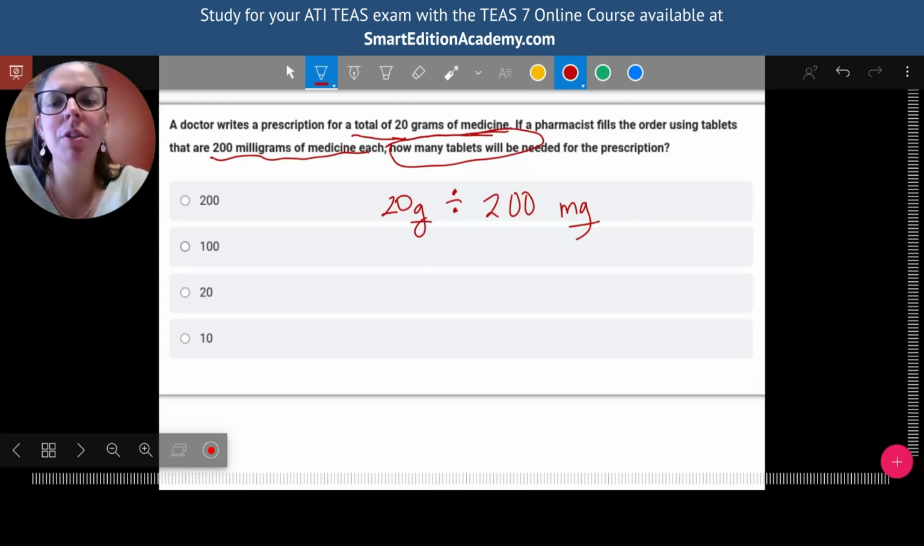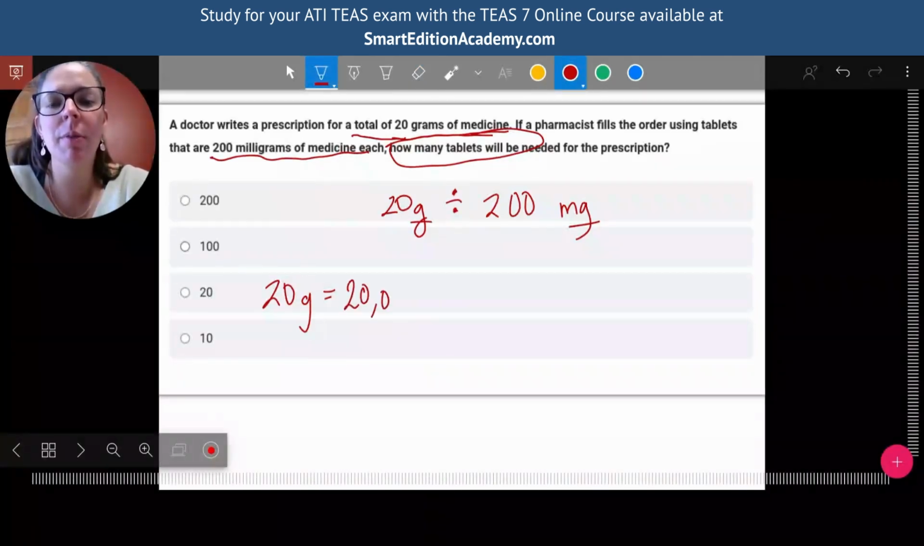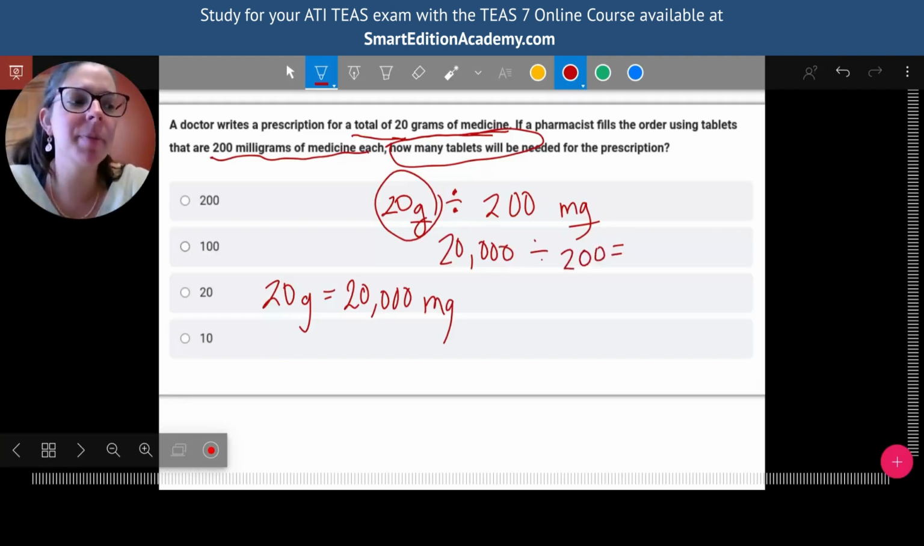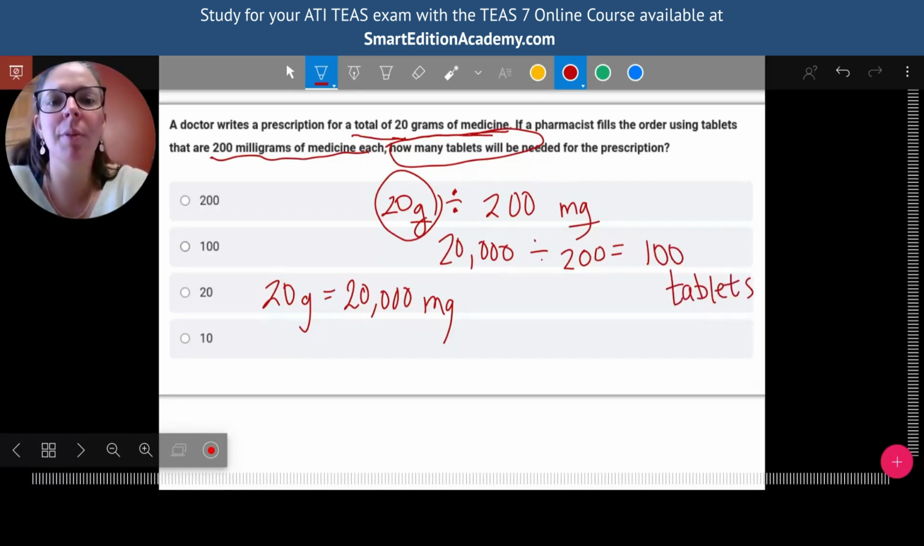So I'm just going to choose to turn my 20 grams into milligrams, okay? So this is multiplying by 1,000. I'm actually going to need a little more space to write this. This would be 20,000 milligrams. So instead of 20 grams, I can just write this as 20,000 milligrams divided by 200 milligrams. Okay, and when I divide that, I get 100. So that means that we would need 100 tablets in order to fill the prescription.